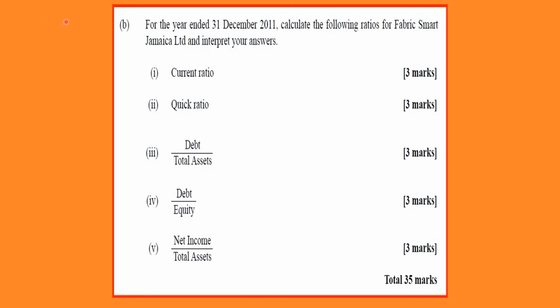Part B. For the year ended 31st December 2011, calculate the following ratios for Fabric Smart Jamaica Limited and interpret your answers. 1. The current ratio. 2. Quick ratio. 3. Debt to total assets. 4. Debt to equity. And 5. Net income to total assets.